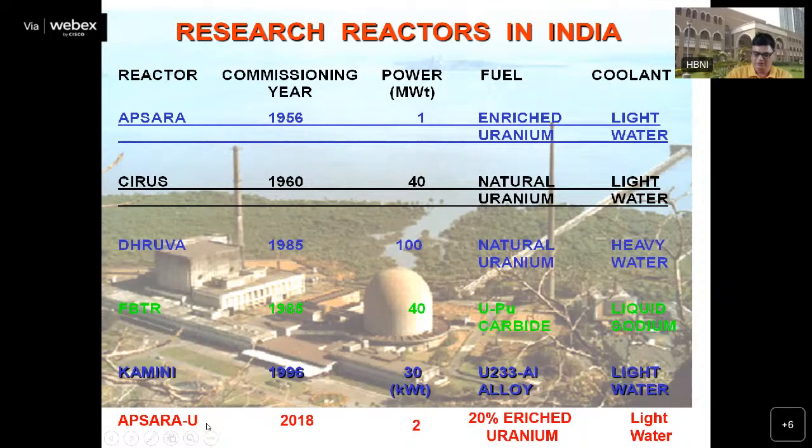Then we have Kamini, and now we also have the Apsara here. We have upgraded it and it will start functioning from 2018 onward. It is about 2 megawatts, and it is going to become our workhorse for doing neutron activation analysis.